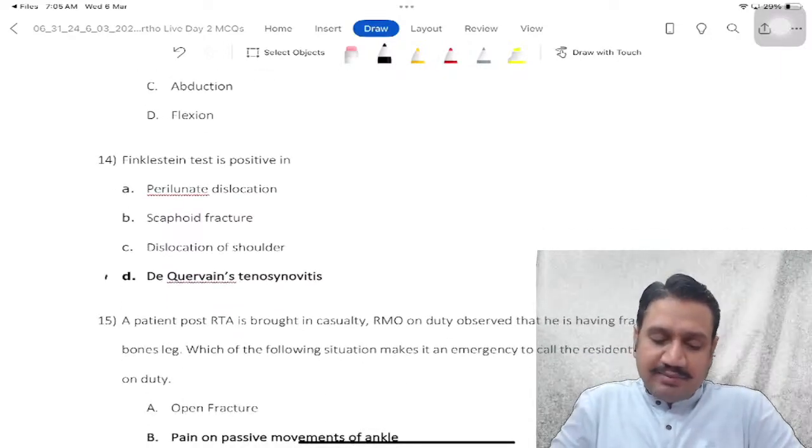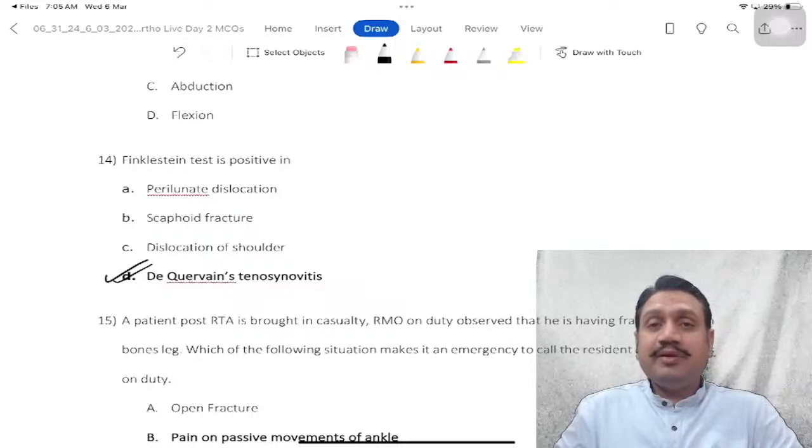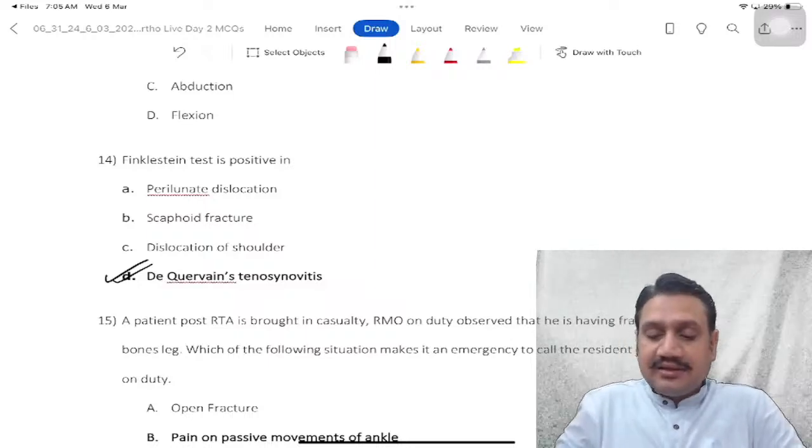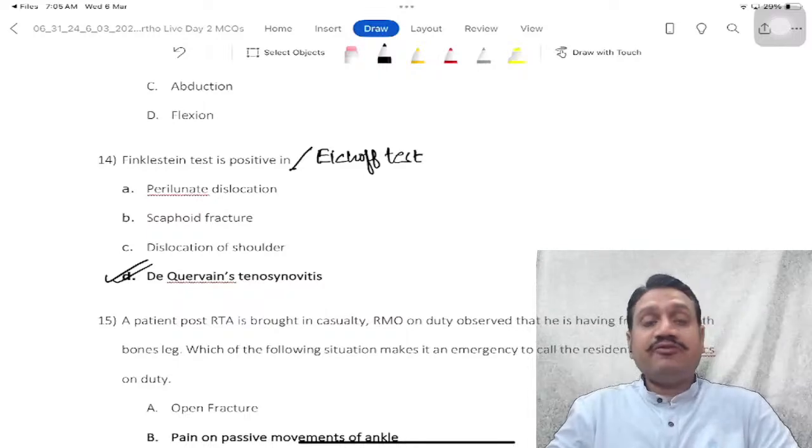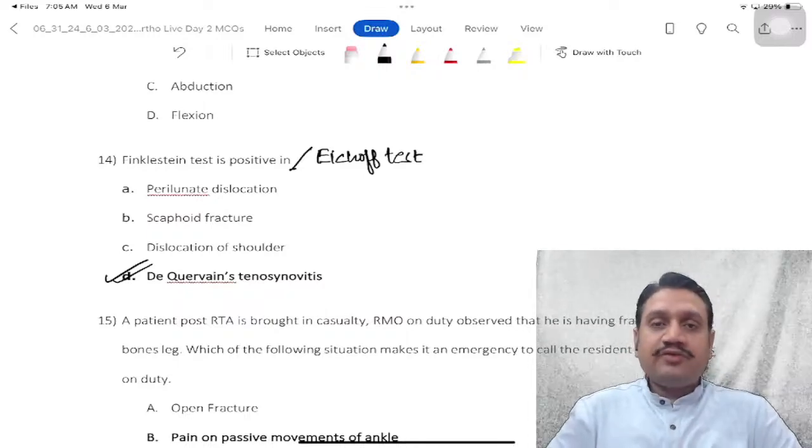Finkelstein test, the same question we have just discussed, APL and EPB. The Finkelstein test and the other test I can tell you is ICOF. Okay, the ICOF test and the Finkelstein test are the ones which are done for De Quervain's. So ICOF and Finkelstein is what?